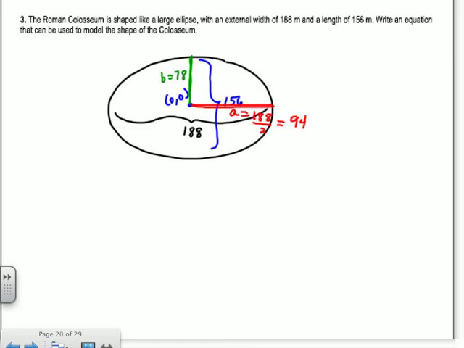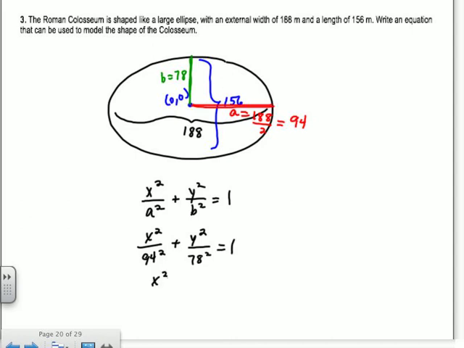Okay, do I start with x or y? x. So I have x squared over a squared plus y squared over b squared equals 1. So I have x squared over 94 squared plus y squared over 78 squared equals 1. Okay, so someone be my calculator. So find 94 squared. 6,084. Good. Okay, that's your equation. You got it.